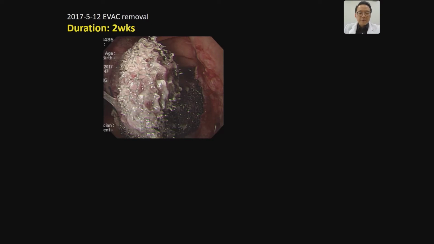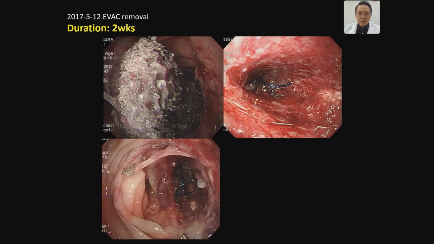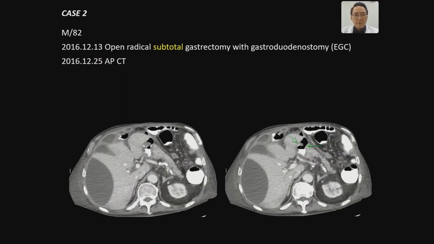And after inserting the evac system, I removed the evac system sponge here, and only 2 weeks later, the wound site was well healed and there was no leakage on the contrast study. And several months later, there is a very old healed ulceration here. Now, another case is also a very old male.